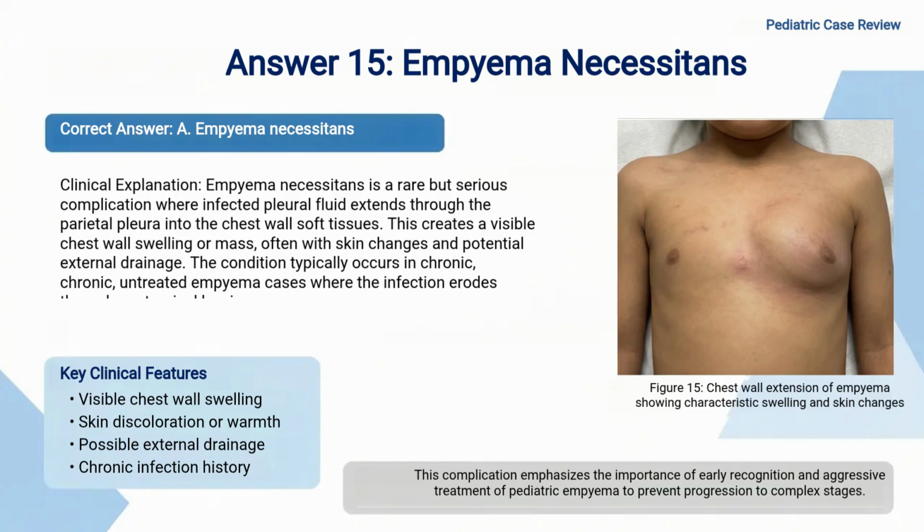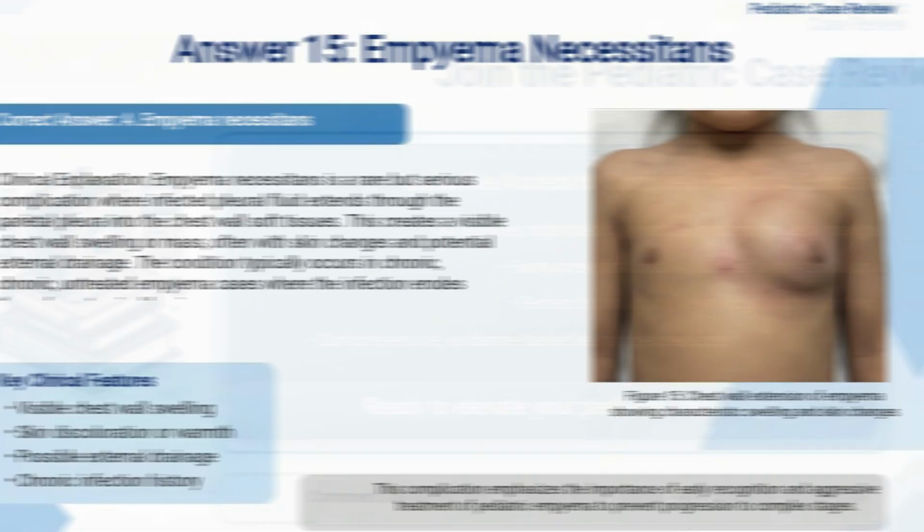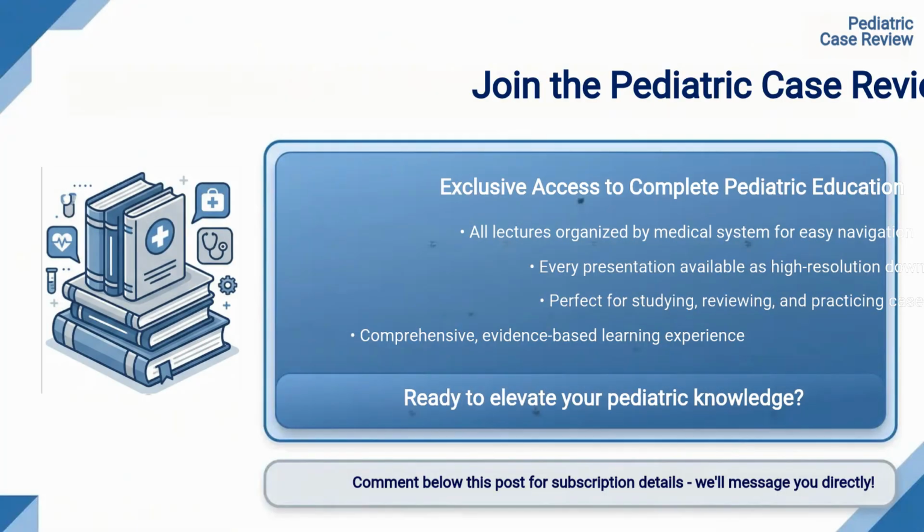Key clinical features are visible chest wall swelling, skin discoloration or warmth, possible external drainage, and a history of chronic or inadequately treated chest infection. This complication powerfully emphasizes why early recognition and aggressive treatment of pediatric empyema is essential to prevent progression to these complex and dangerous stages.